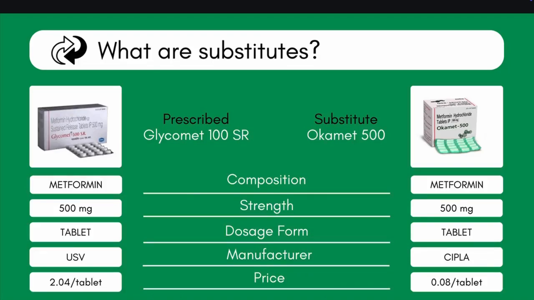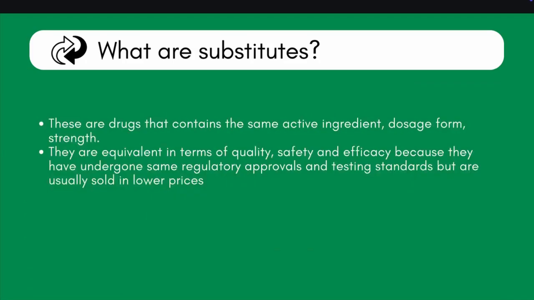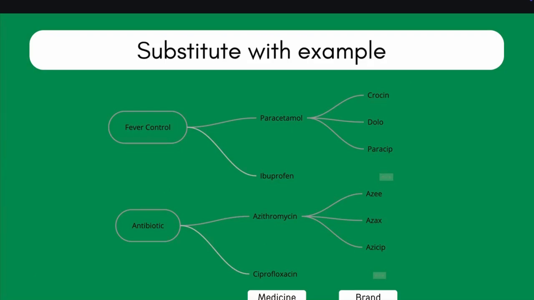So what are substitutes? Substitute is basically if you can't take one medicine, you can take the other, which would have the same impact. Let me give you a better example. For fever control, a person can take either paracetamol or ibuprofen. Both are different drugs, right? But in paracetamol, there are three different brands: Crocin, Dolo, and Paracip. Okay, so Crocin and Dolo are basically brand names, and Paracip is basically a generic drug.